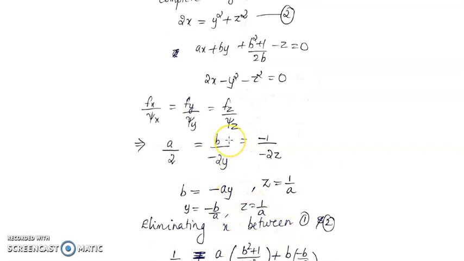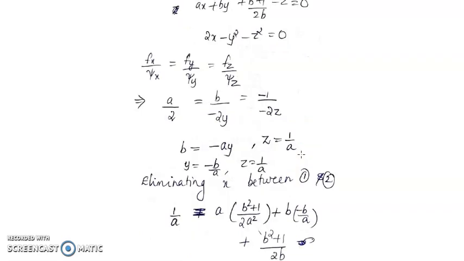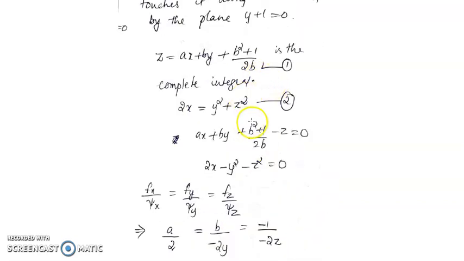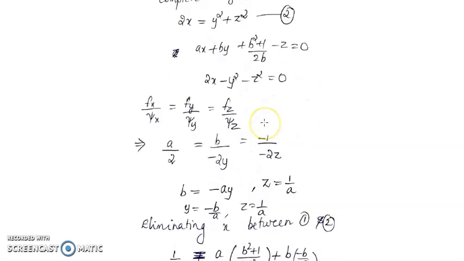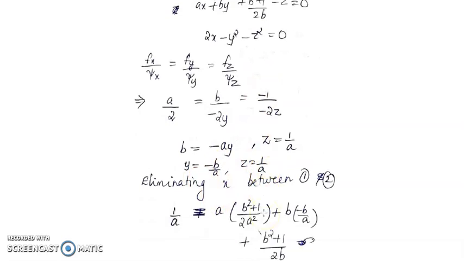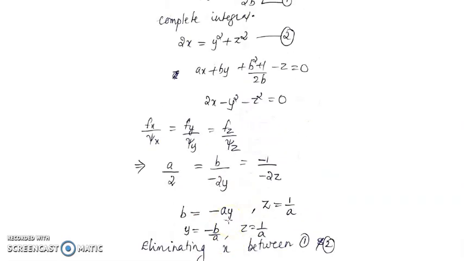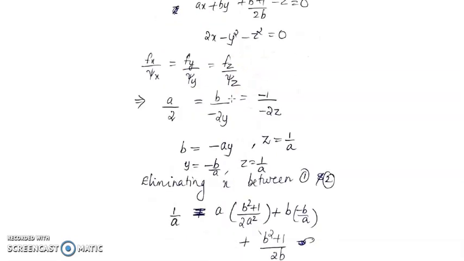And now eliminating x between these equations 1 and 2. So substitute x, y and z. Then we'll eliminate x between these two equations. That will give a relation which involves only a and b. So y equal to minus b by a and z equal to 1 by a. So substituting in this equation 2x equal to y square plus z square.